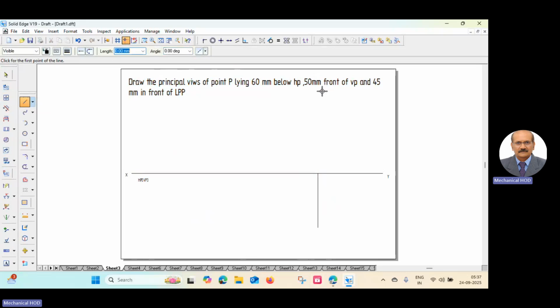50 mm in front of VP. The distance from VP to the point is 50 mm. This distance can be seen on HP after projection. After projection, this 50 mm can be seen on HP, the opposite plane of VP. VP is here, and after projection, this distance can be seen on HP.